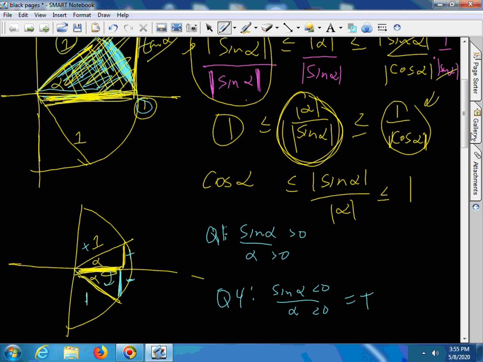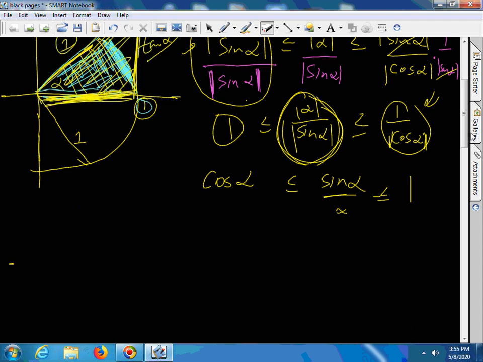Now, I guess to be really exact, I can say that the absolute value of sine A, divided by the absolute value of A, is the absolute value of sine A over A. But in quadrant 1 or 4, that is always positive. So I do not need the absolute value bars. So now I have that this function, which we want the limit of, is jammed between those two.